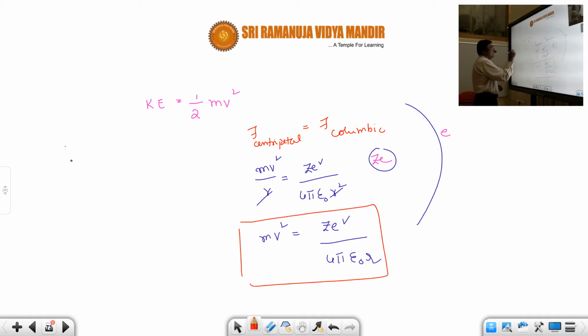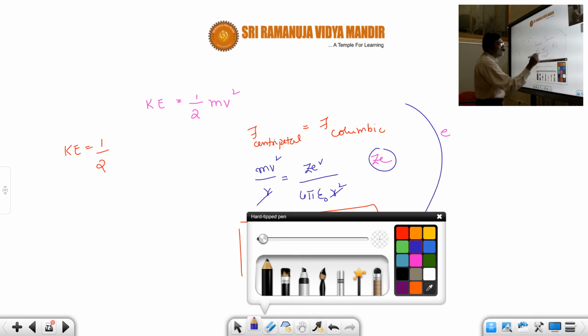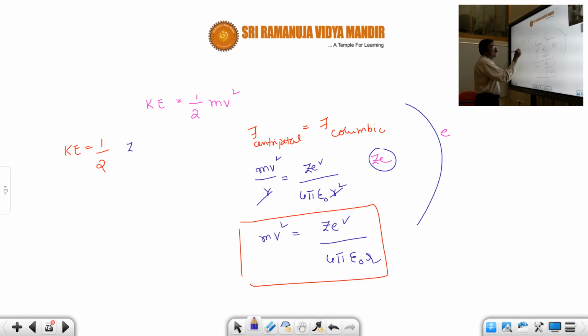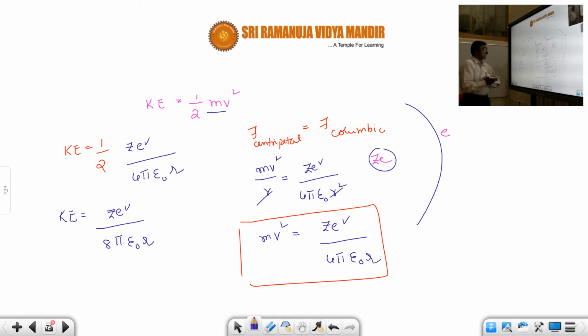Now substitute here. KE is equal to half into what is the mv square value? It is ZE square by 4 pi epsilon naught r. This is the value of mv square. Now it will become KE is equal to ZE square by 8 pi epsilon naught r.